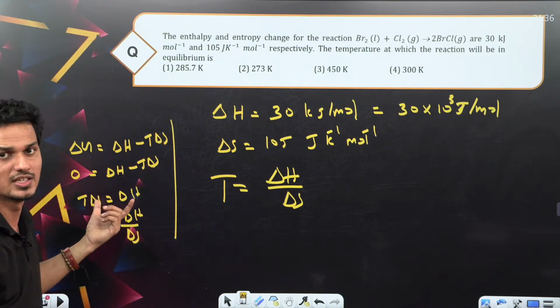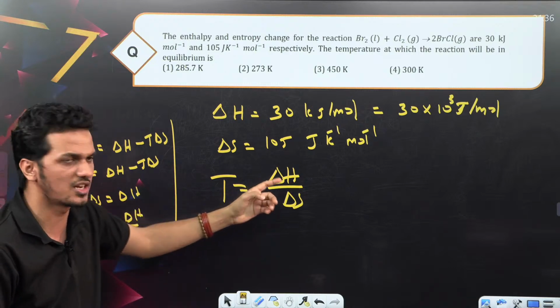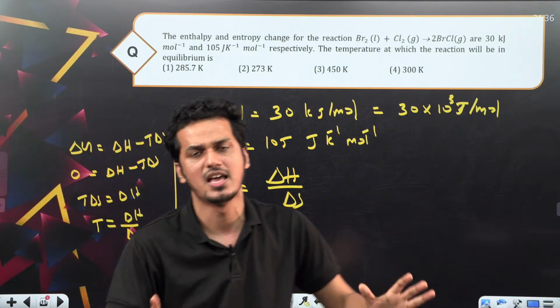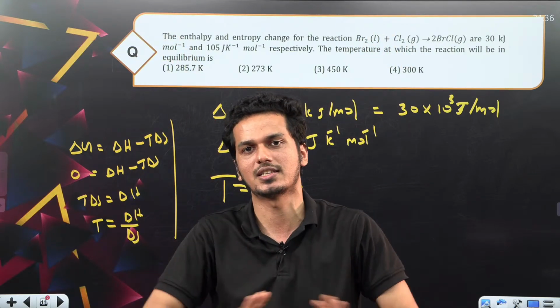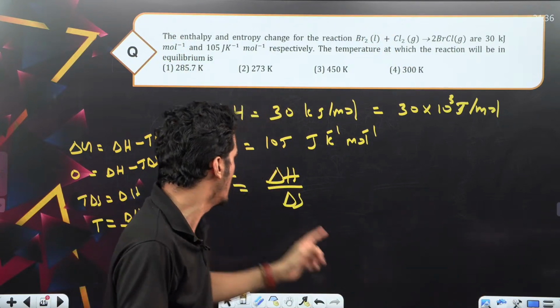Those who don't know, this is the idea. From here only we are getting it. So whenever you hear about equilibrium temperature, if they are giving entropy change and enthalpy change, it is nothing but delta H by delta S. That's all. Do it fast. So delta H by delta S.